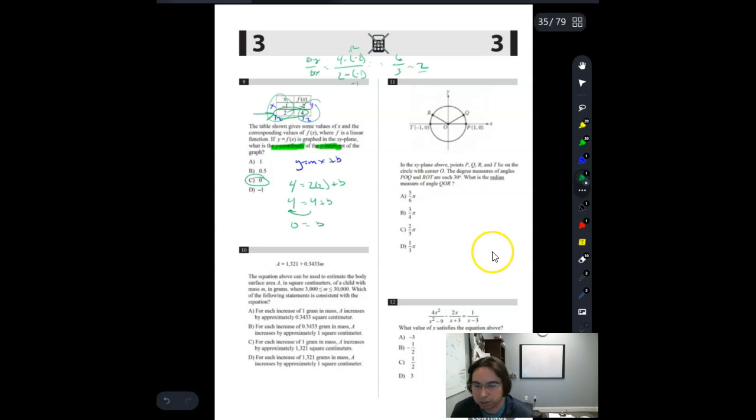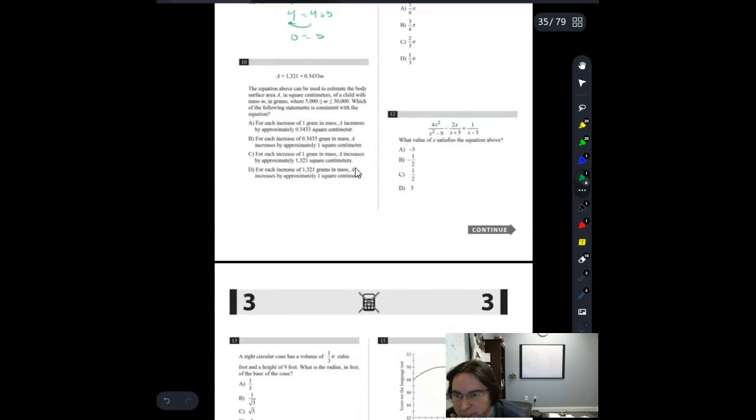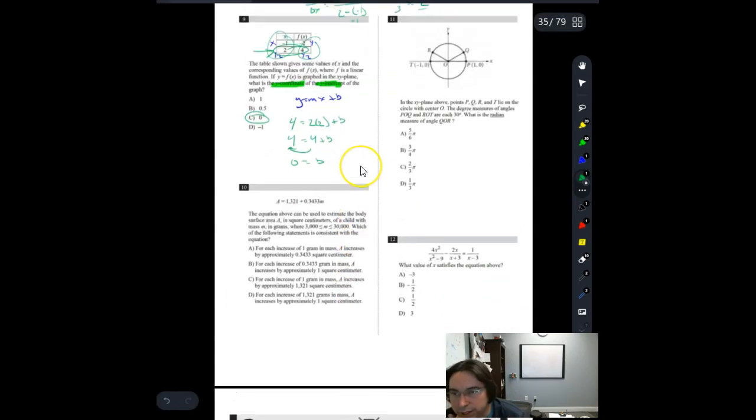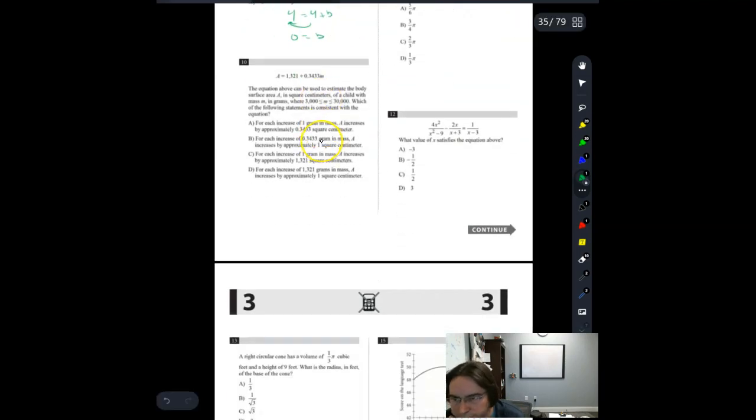Okay, my apologies. Number 10. So again, that's really why it's important to also be mindful of what data points you're grabbing at times. Okay, so we know this is a modeling question.